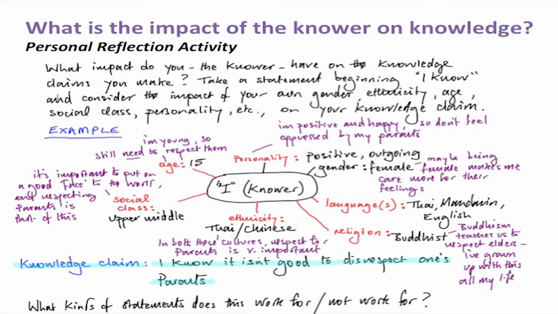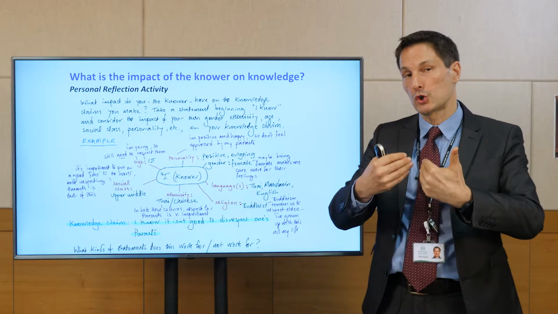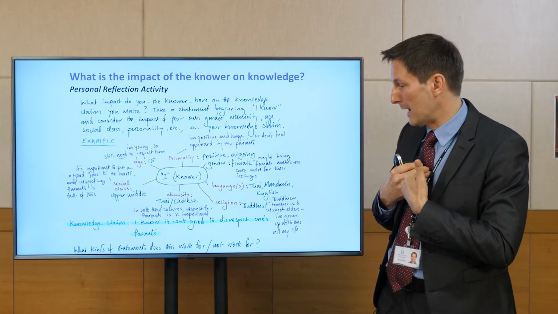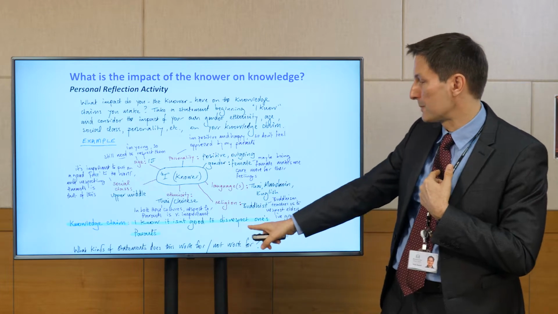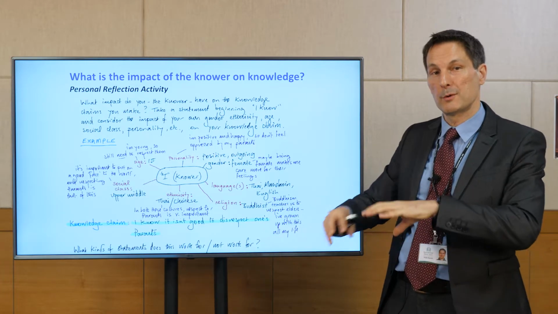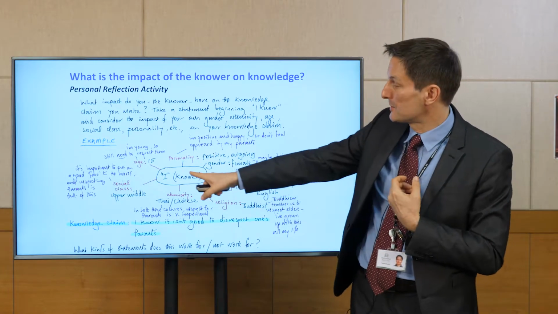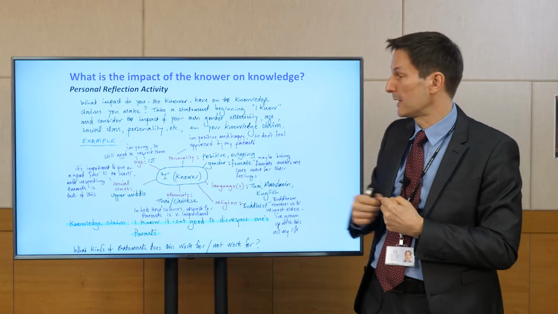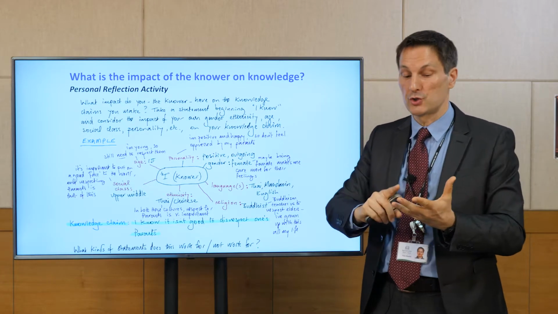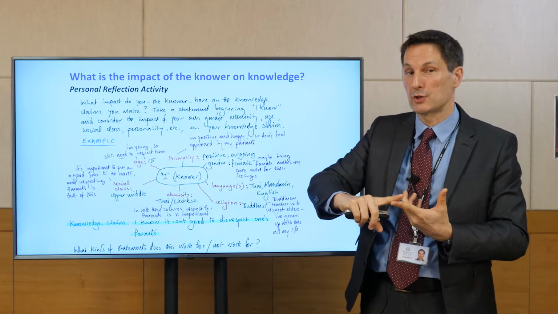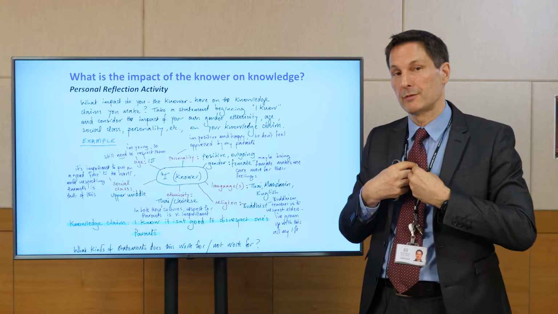Here's another example of the same question, but students did this one slightly differently. In this case, they took a personal belief, and the personal belief they took was, I know it isn't good to disrespect one's parents. This was a student who came up with this statement, this knowledge claim. And what they're doing here is they're taking themselves as the knower, the person making the claim, and they're asking, so what are the different parts of my life, my gender, my culture, my background, my education, my parents, how have all these different things affected that belief that I have?